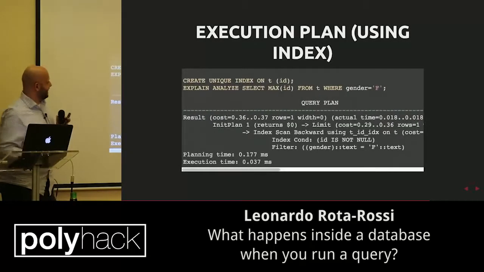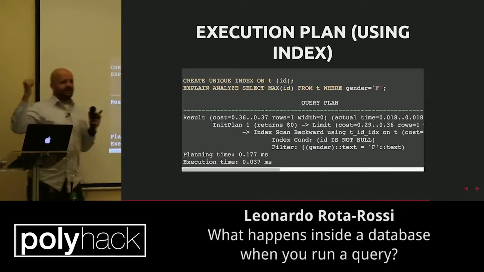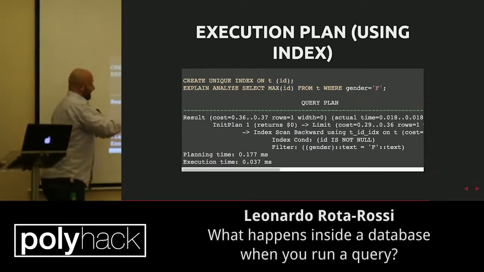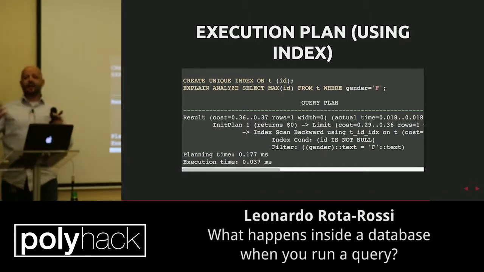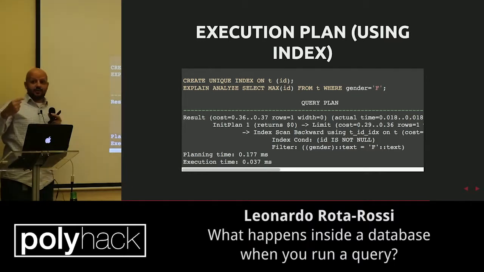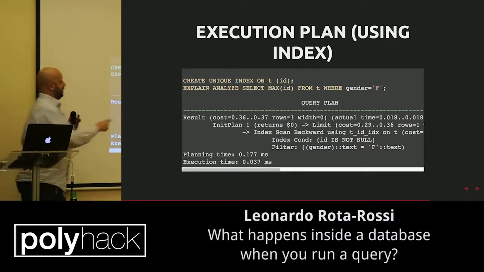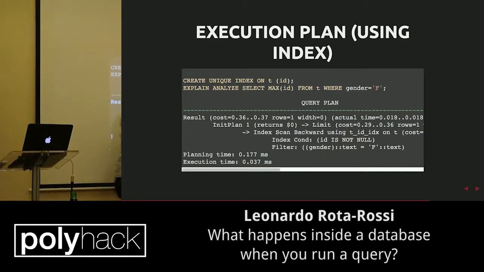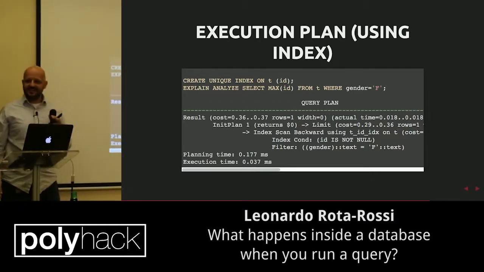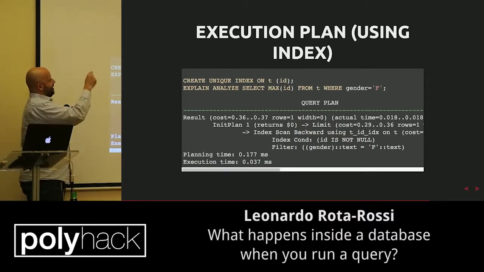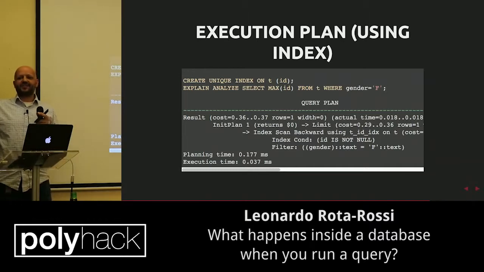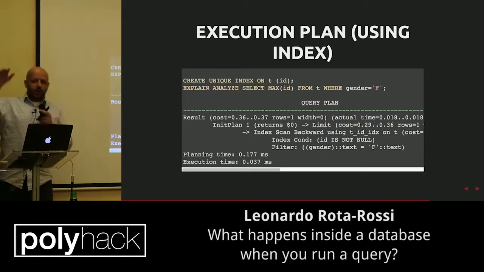And then I created an index on the ID. The same index that I created before, I created it again. And actually, the execution time improved a lot. Why? Because the database actually transformed my query, and instead of looking for gender, it started looking backwards for the ID. So it went straight to the index, to the biggest IDs, and then from there started looking for the first female that it could find. And then, because of that, my actual time was really lower.